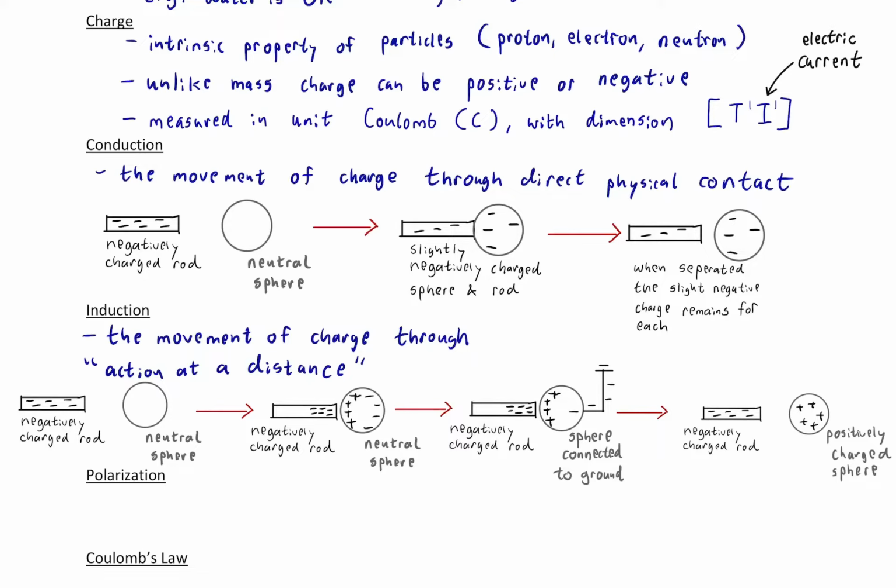So now if we then pull our rod back to some distance further away, then we've got a negatively charged rod and a positively charged sphere. So induction is interesting like that. It can result in two opposite charges rather than two equal charges.